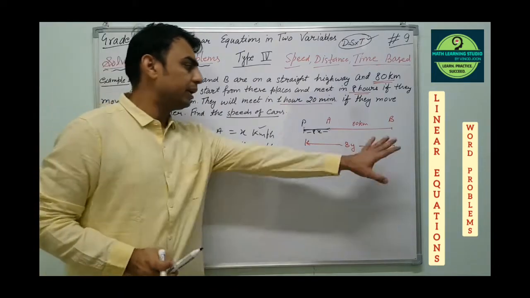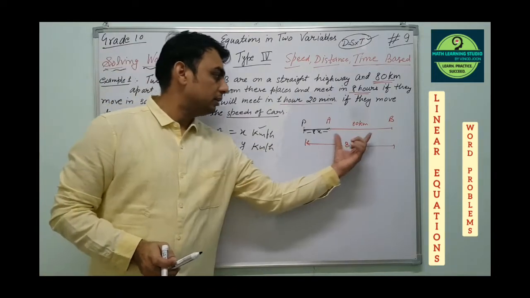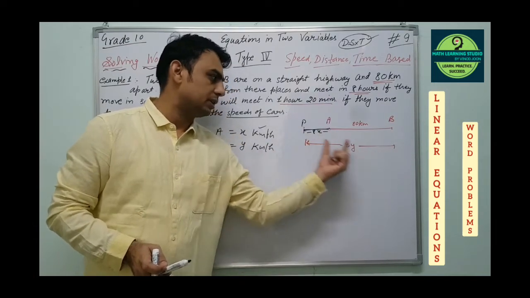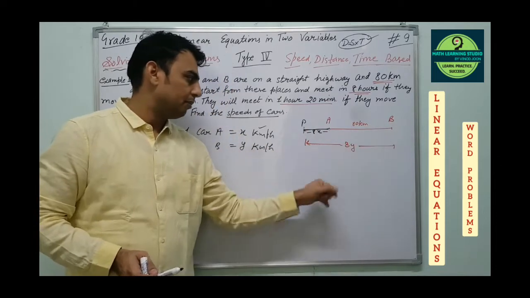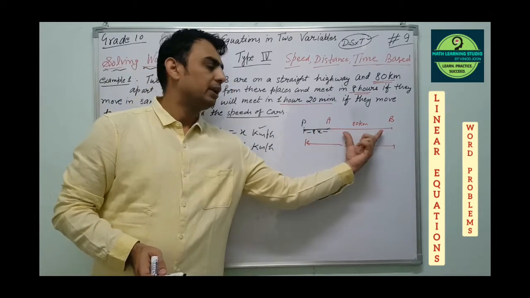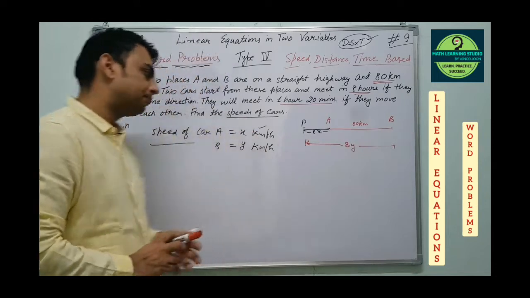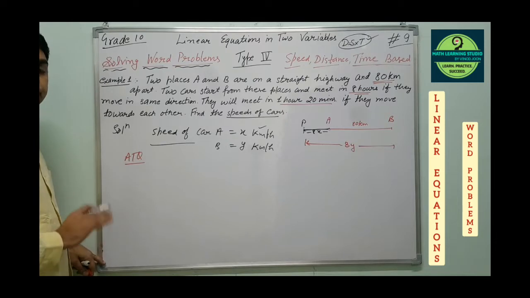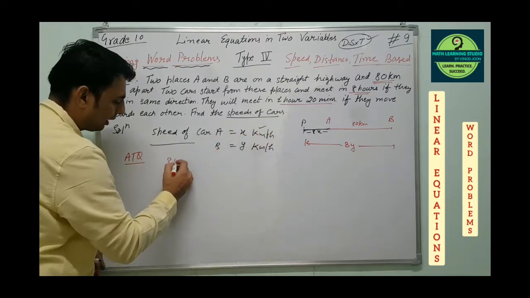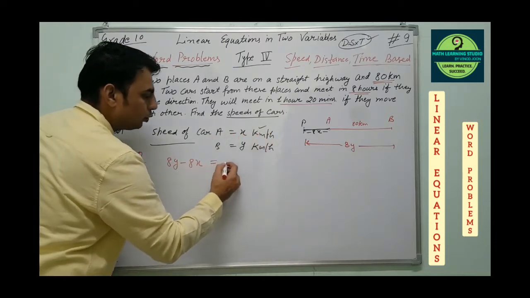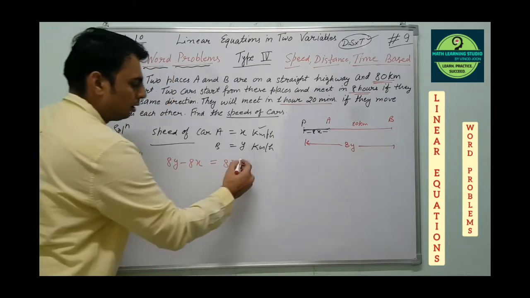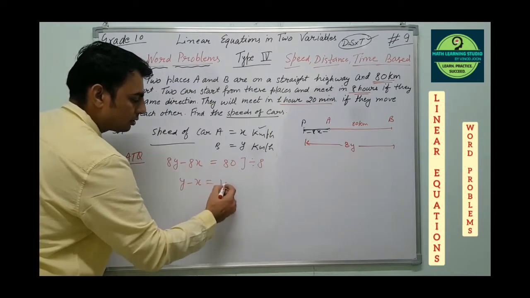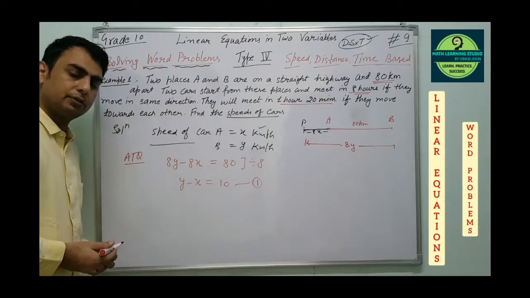Alright? And now it is very clear from this diagram that the distance AB is actually the difference of these two distances. Right? BP minus AP, we will get AB. Right? So we can write that according to question, 8y minus 8x should be equals to 80. Divide the whole equation by 8, we can get y minus x is equals to 10. That is our first equation.